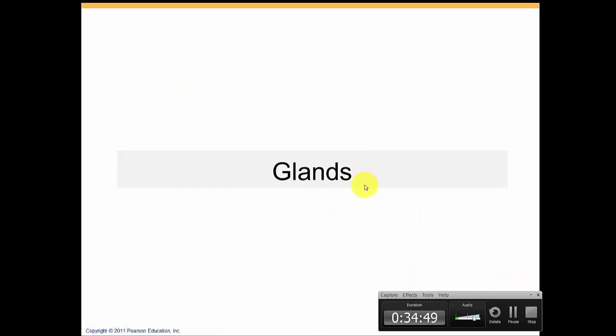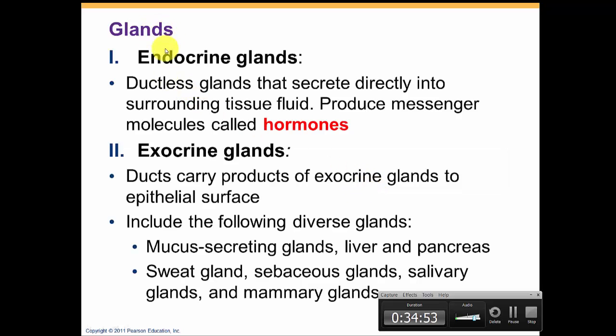The last part of this lecture is going to be the glands. And we have two types of glands. We have endocrine glands and exocrine glands. What are the endocrine glands? Are glands without ducts. They're called ductless glands. The exocrine glands are glands that do have ducts. Endocrine glands secrete hormones. Exocrine glands, for the most part, secrete enzymes.